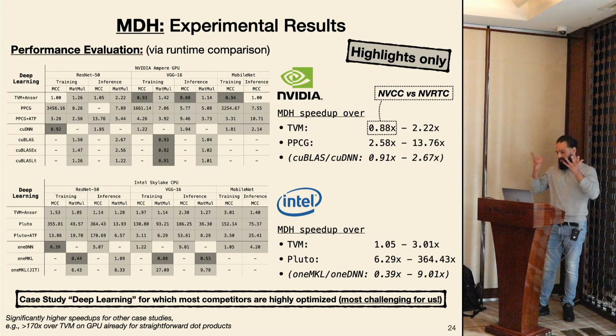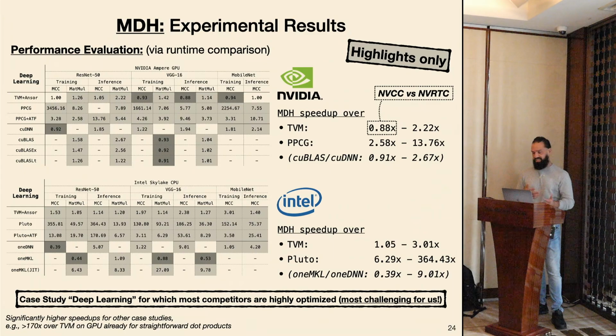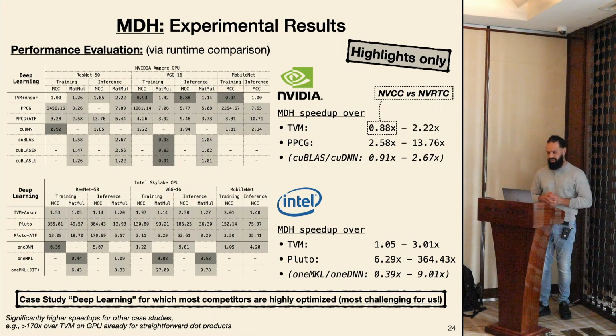And here, keep in mind that deep learning was actually the most challenging study for us. For other computations, for example, just a straightforward dot product, as compared to TVM, we have a speedup of more than 170x, most likely because dot products do not occur that much in deep learning.